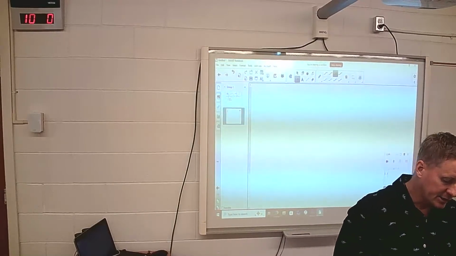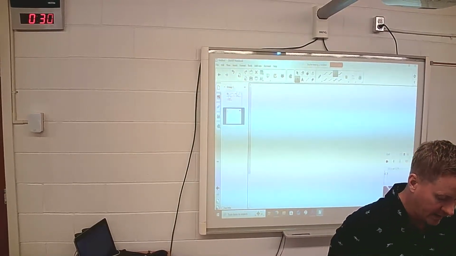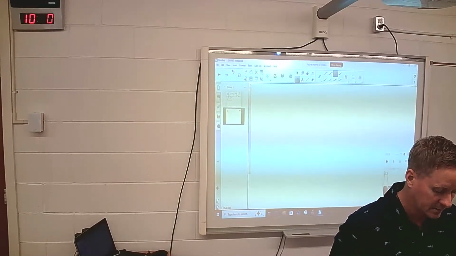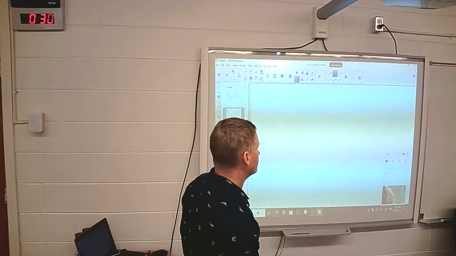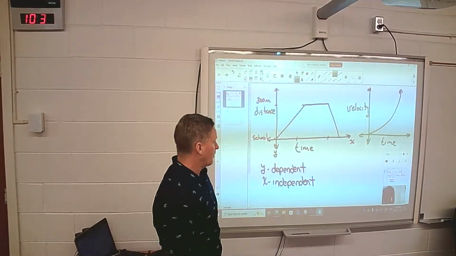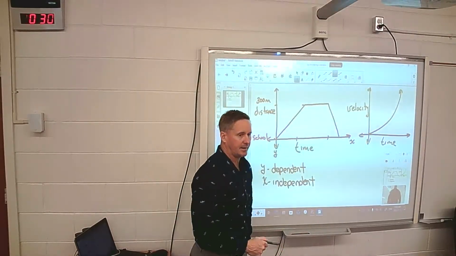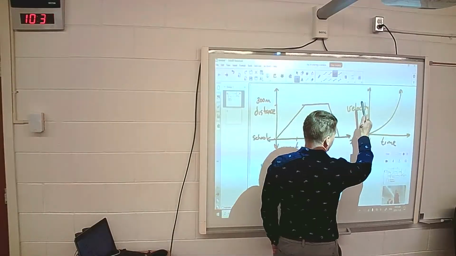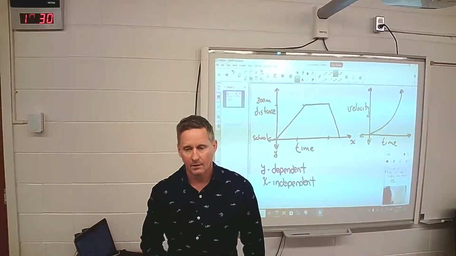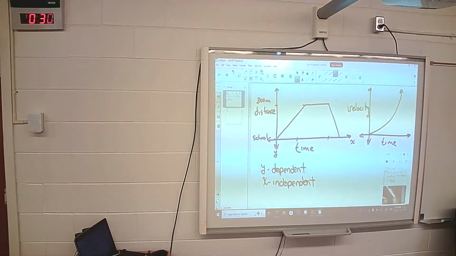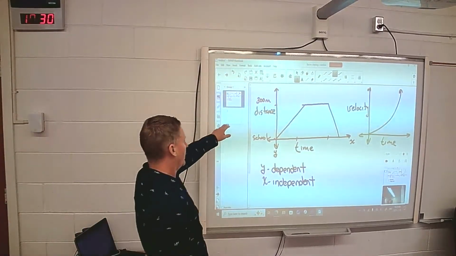Okay, relations can be represented in a variety of ways. You can use words, equations, tables of values, ordered pairs, or graphs to describe relations. All right, first of all, I said that there was a relationship here. There is a relationship between the distance and time. Over here, there's a relationship between the velocity and time. So when you have a graph, you are looking at a relationship between two different variables, so to speak, two different things occurring, let's put it that way.